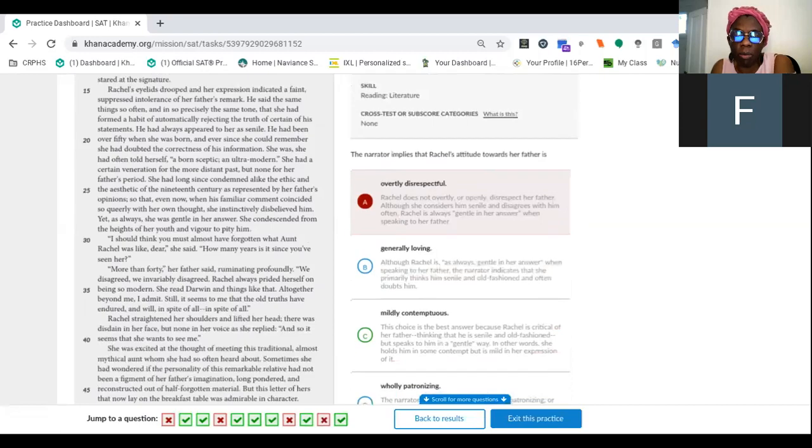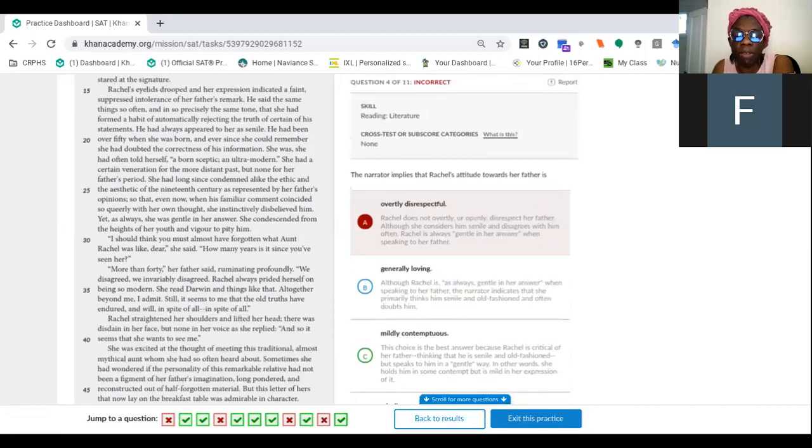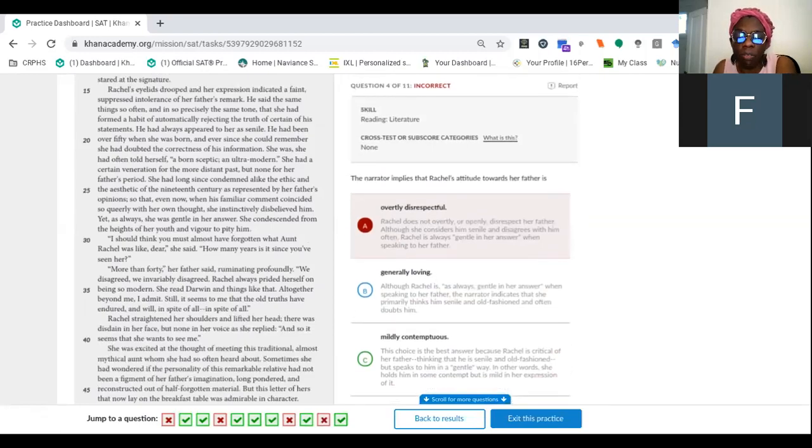The next one you got wrong is, the narrator implies that Rachel's attitude towards her father... Do you know the meaning of overtly? No, ma'am. Overtly means not hiding it. If you overtly dislike somebody, everybody knows you dislike that person. The opposite of overt is covert.